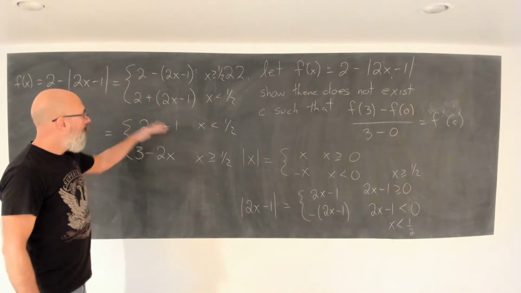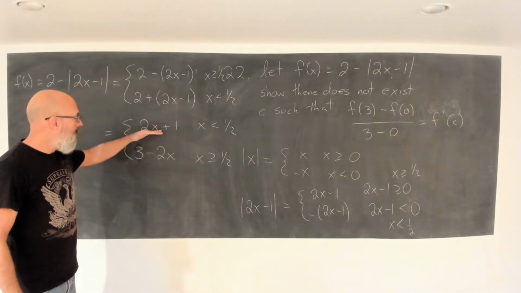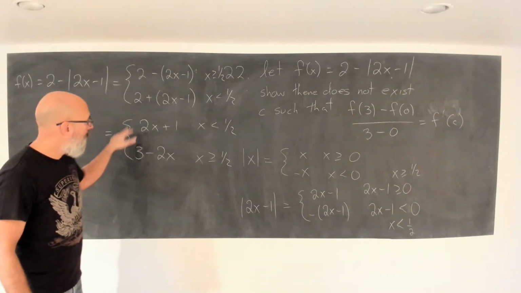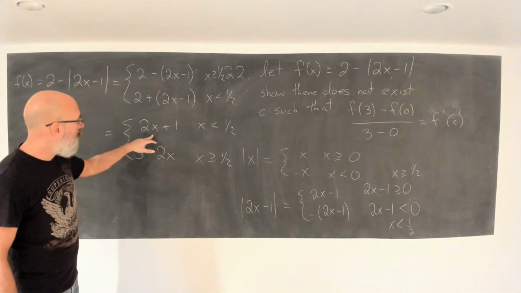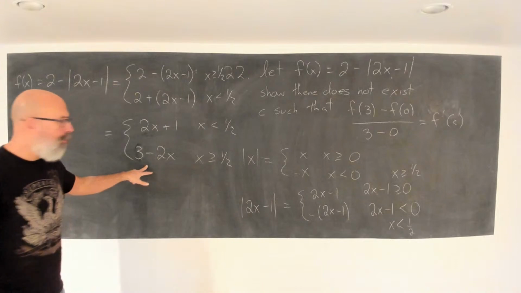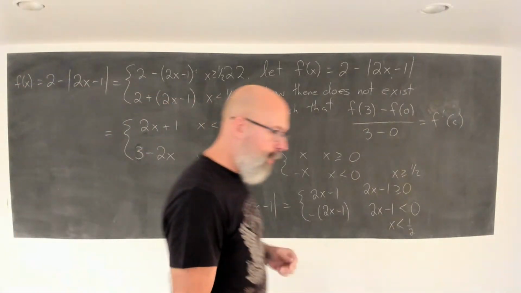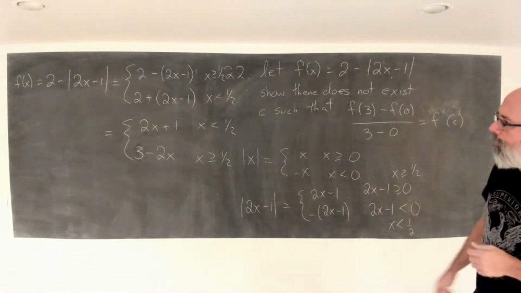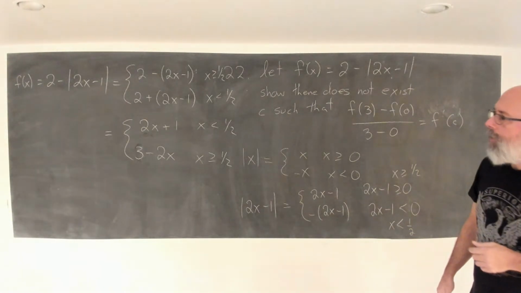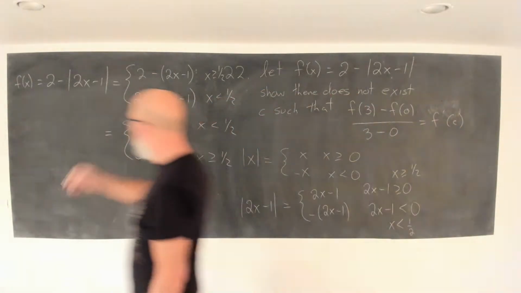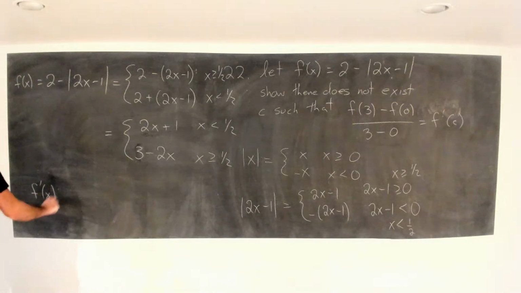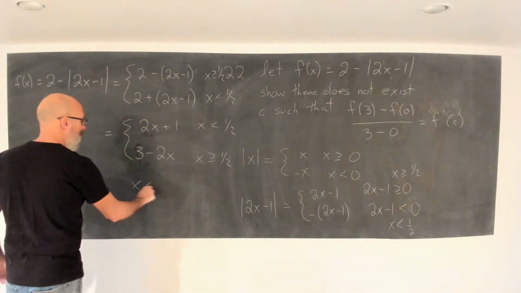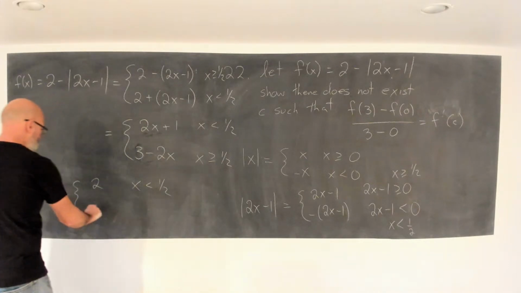Right, and you can easily see that first of all, these two pieces are polynomials, so continuous. The only place we need to worry about continuity is at 1/2. And as x goes to 1/2, this part goes to 2, and this part also goes to 2. So continuous at 1/2 as well. So this function is continuous on the closed and bounded interval 0 to 3. And what is the derivative? Well, the derivative of this part is easily seen to be 2. The derivative of this part is easily seen to be minus 2.